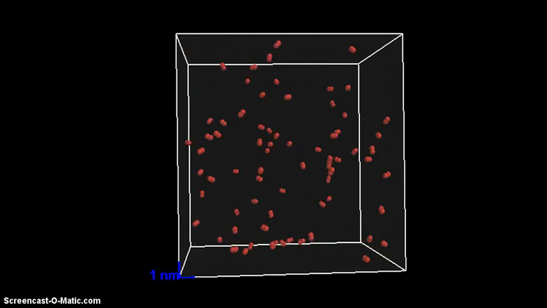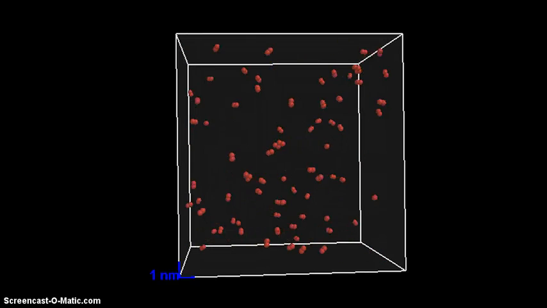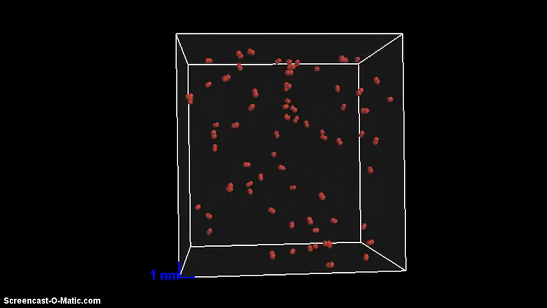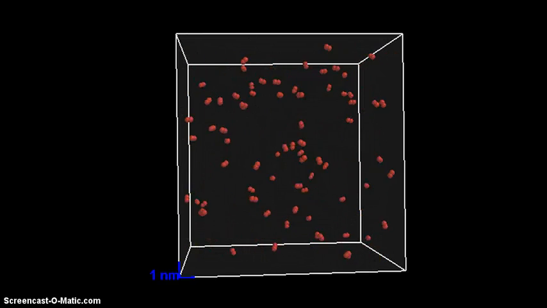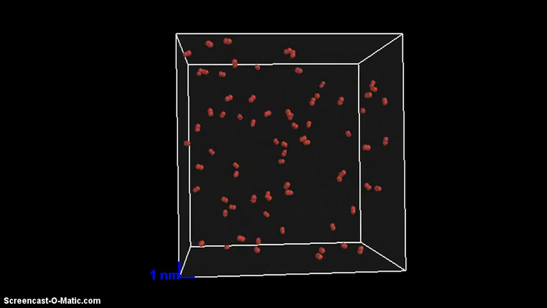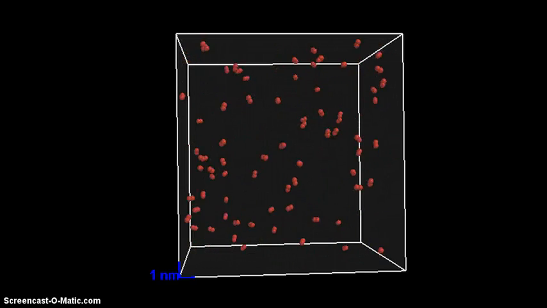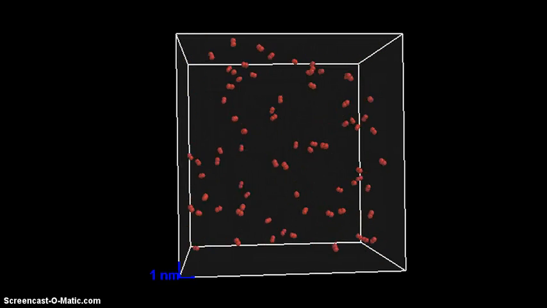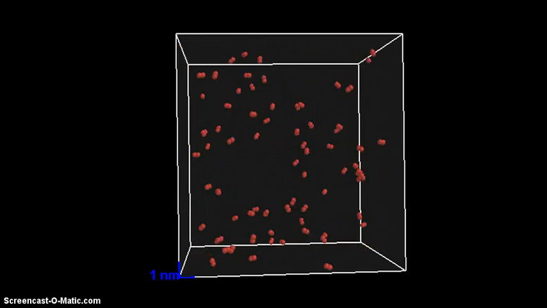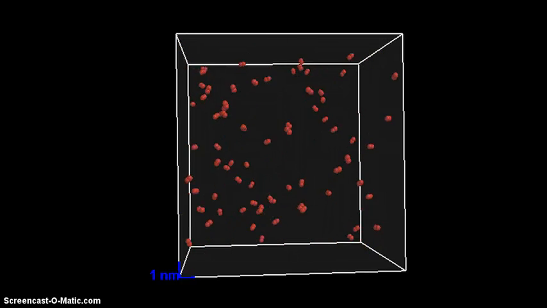All of the molecules, as you can see, do not have the exact same kinetic energy. Some molecules are moving faster than others. Temperature is a measure of the average kinetic energy of all of the molecules in the system.